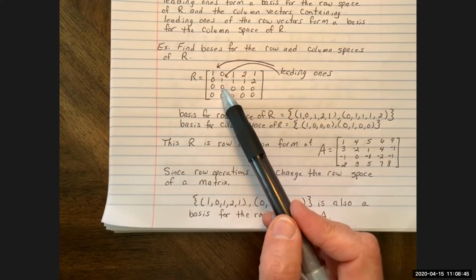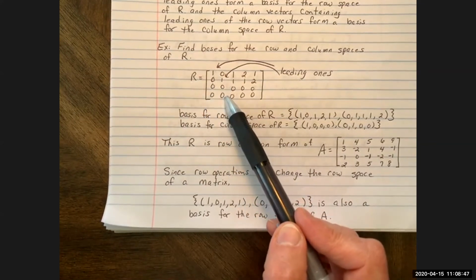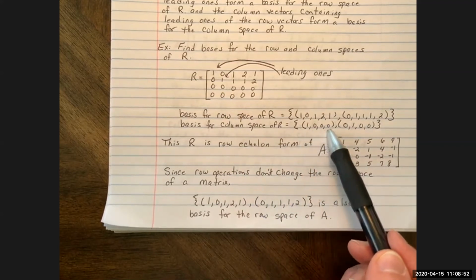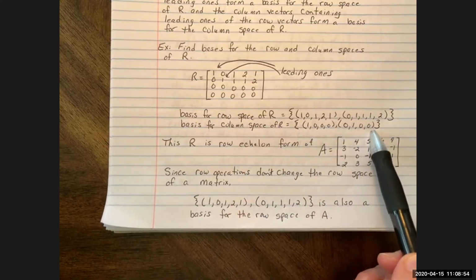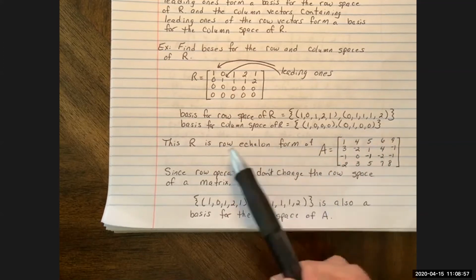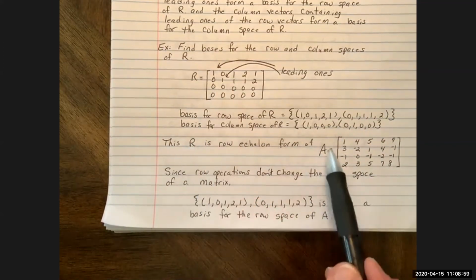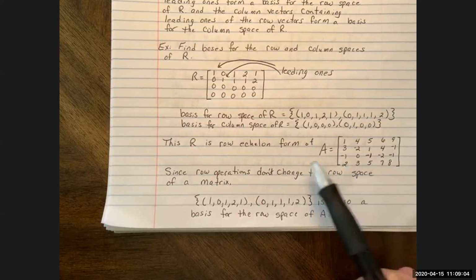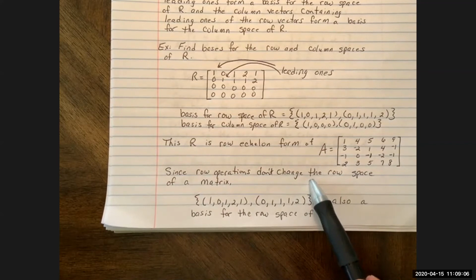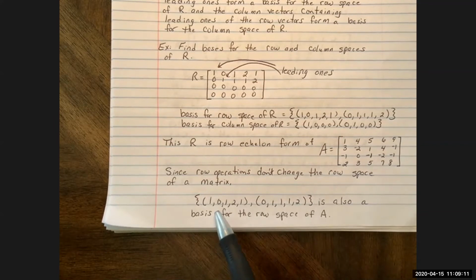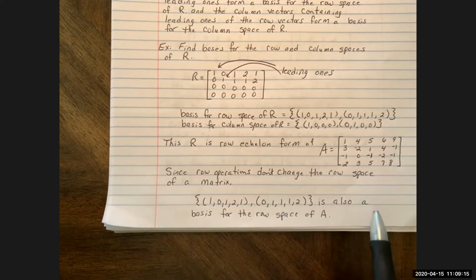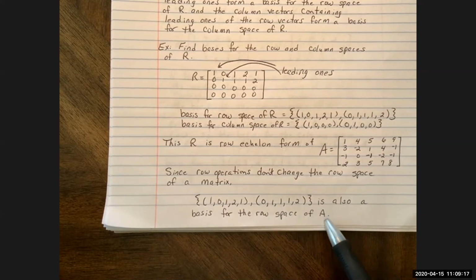Those leading ones are in the first and second columns of R, so I'm going to use the first column and the second column as a basis for the column space of R. Now this matrix R up here came from this matrix A. And since row operations don't change the row space of a matrix, we had that in the theorem at the top of the page, I can use the first two rows of R, and that will form a basis for the row space of A as well as R.